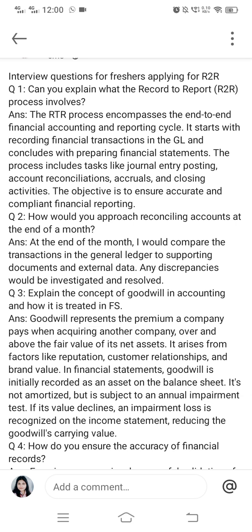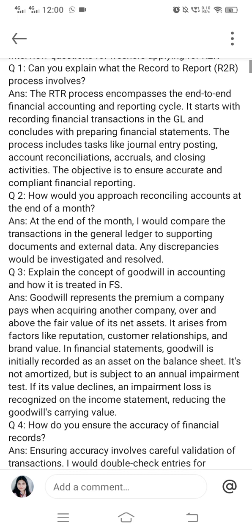Now our second question is, how would you approach reconciling accounts at the end of a month? At the end of the month, I would compare the transactions in the GL to supporting documents and external data. Any discrepancies would be investigated and resolved.